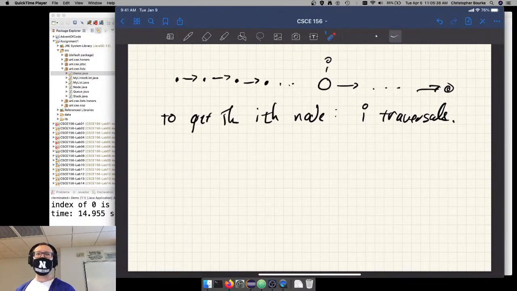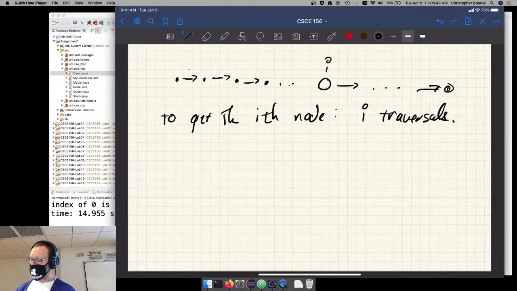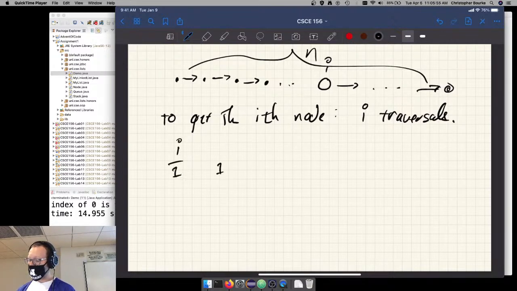Then that's going to require how many traversals, right? Suppose that there are n elements in here, right? In fact, I'll go ahead and write that. Suppose that there are n elements in here. For the first one, i being 1, there's 1 traversal.